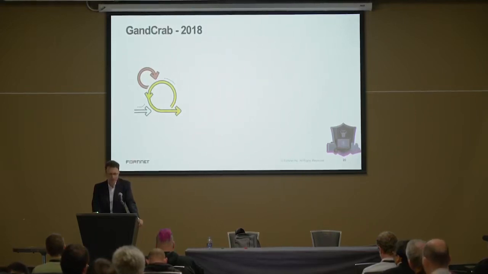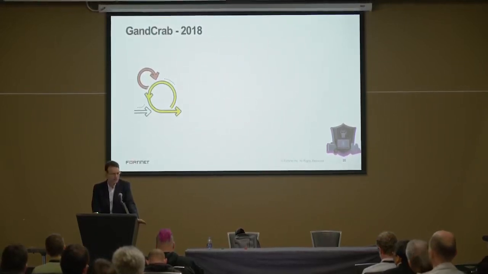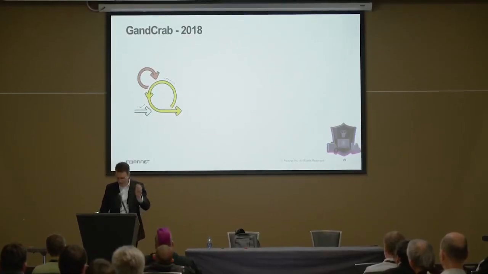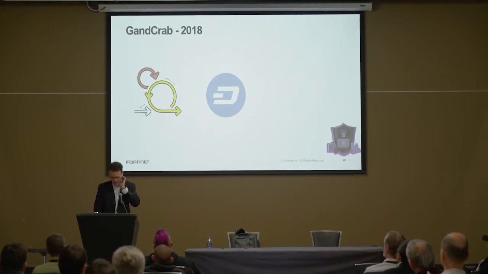But GandCrab 2.0 was released the same week. That's never been seen anywhere. So it almost looked like they released the malware and were looking at vendors' responses and acting accordingly very, very fast. Okay. So GandCrab has been distributed via multiple spreading vectors, mainly spam emails, but also exploit kits and other affiliated malware campaigns.